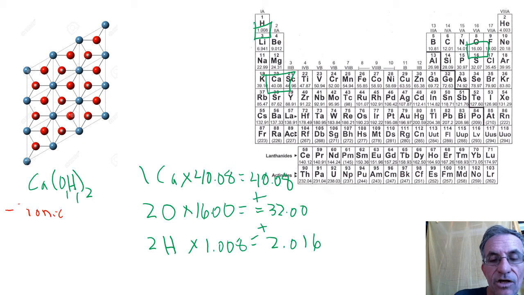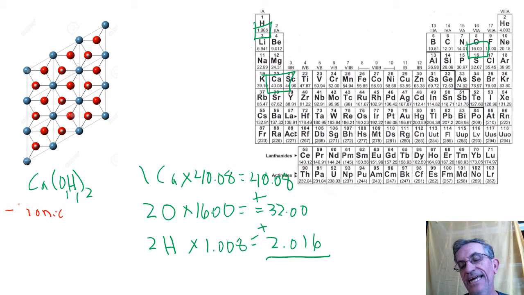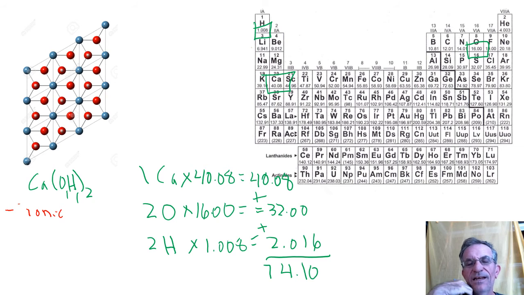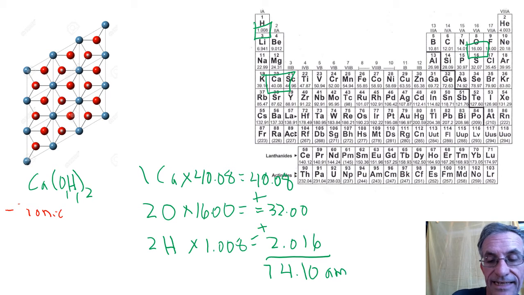So the grand total, when you put them all together, adds up to, is that right? That doesn't look right. Let me check my work. Well, I rounded a little bit. It's 74.10. When I'm adding, you might remember I go by decimal places. The least amount of decimal places in those numbers is 2, so that's why I only put 2 in my answer. So that's rounded. All right, so it's 74.10. What unit? AMU. We weigh atoms and molecules in AMU.